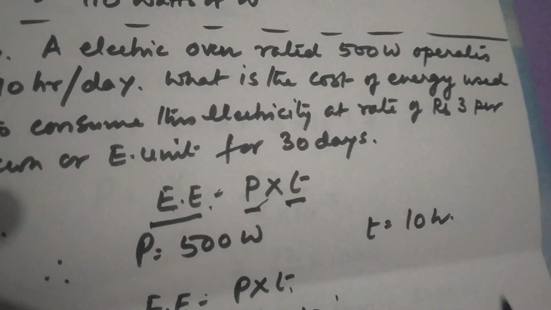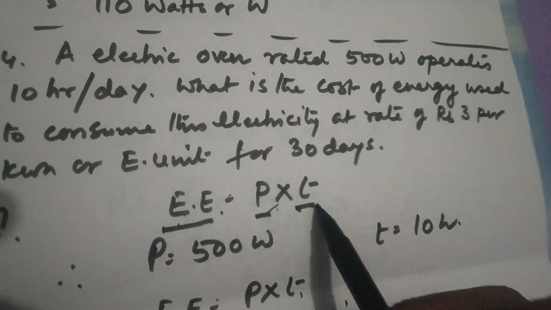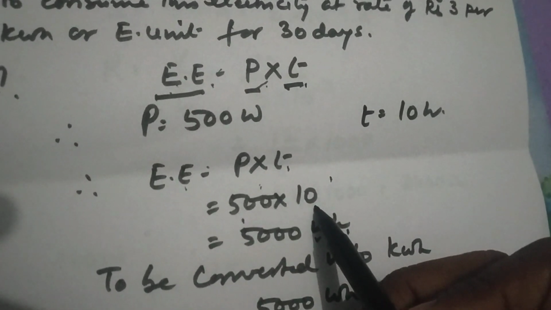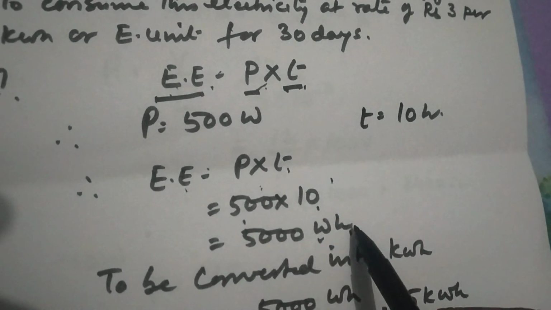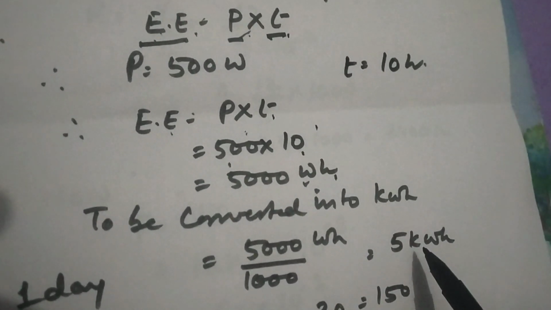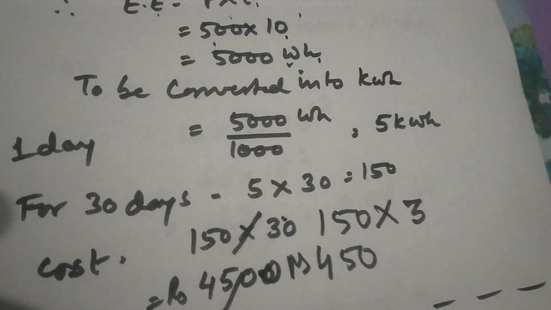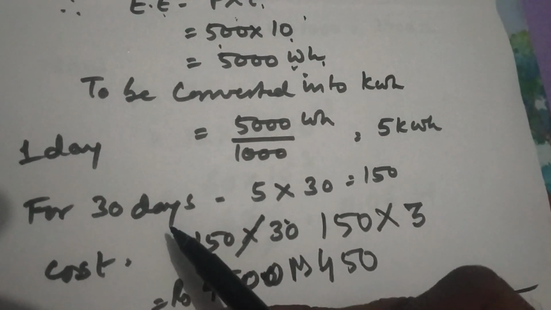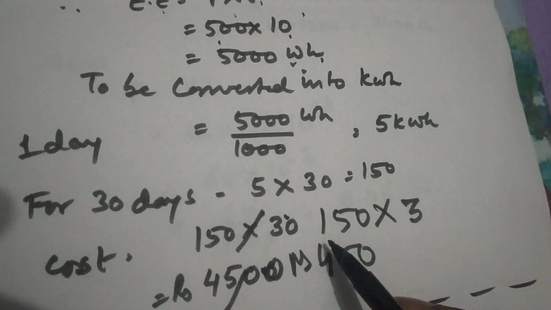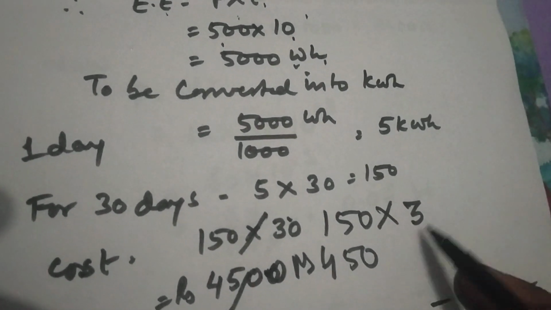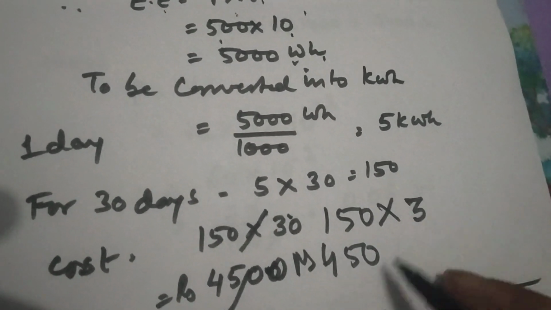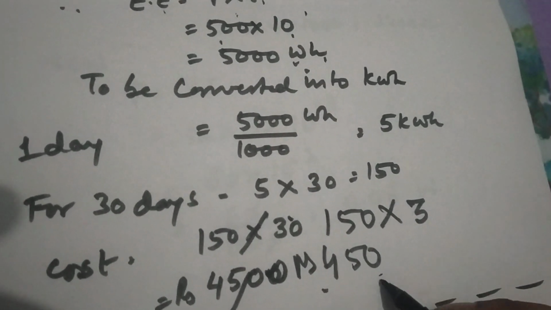Follow the steps once again. Electrical energy equal to power into time. What is your power? 500. And what is your time? T, 10. So what does it come to? 5000 watt hour. How do you convert it into kilowatt hour? By dividing by 1000, you get 5 kilowatt hour. And for 30 days it has to be calculated. So 5 into 30, 150. So to find the cost, 150 multiplied by the cost of 1 kilowatt hour or 1 unit. So 150 has to be multiplied by 3. So whatever the cost comes is rupees 450.